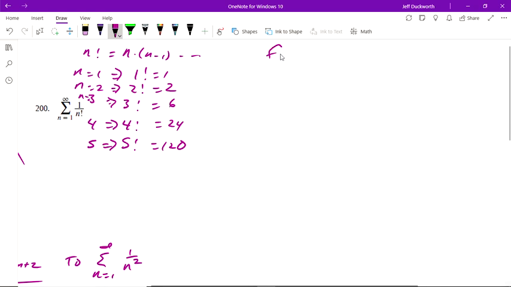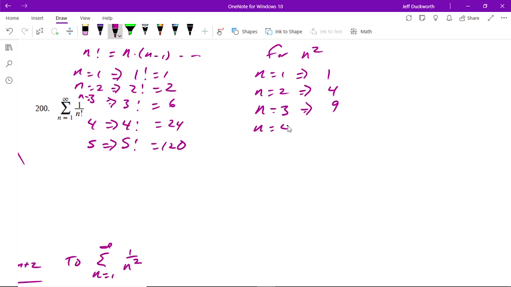For n squared, which is what I'm going to compare this to, for n equals 1, we get 1. That's the same. For n equals 2, we get 4. Well, that's not helping yet. n equals 3, we get 9. n equals 4, we get 16. Aha, we're back on top, right? n equals 5 goes to 25.